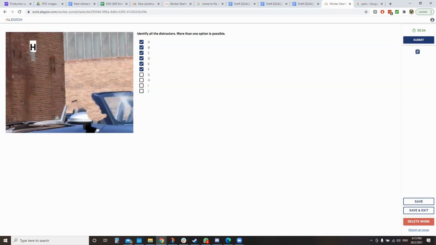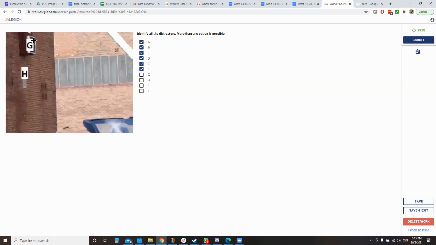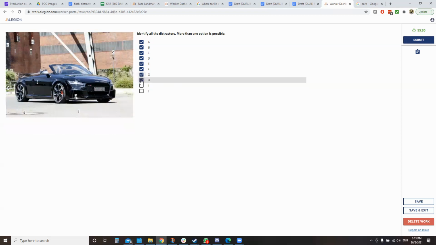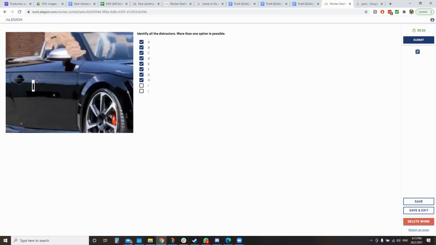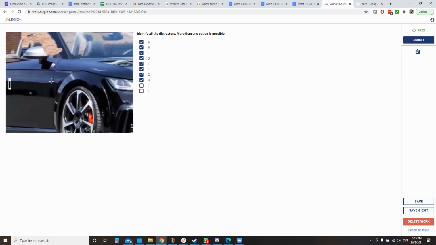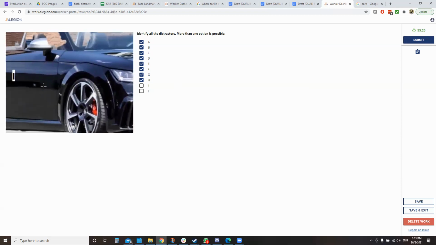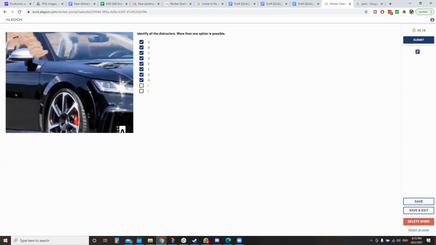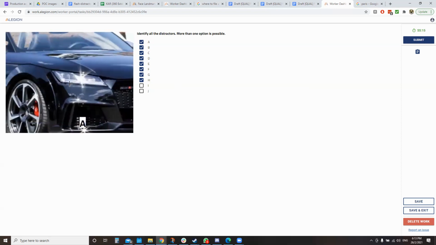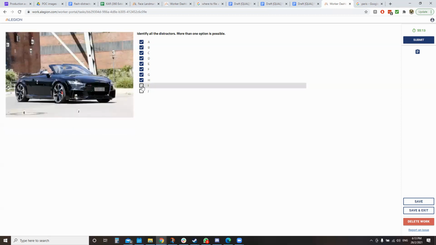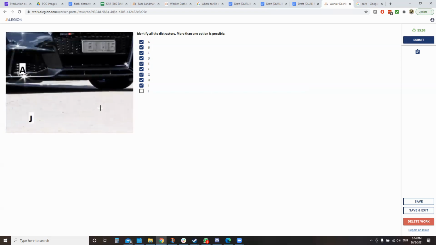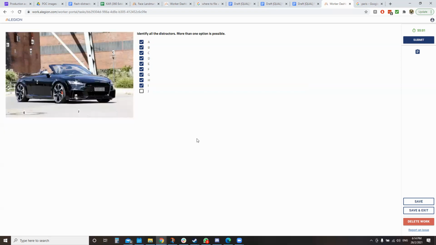H obviously, right? These two, G and H. Now the last one is I. I is the reflection on the car. Very subjective. But if you can see a reflection on the car, that is heavy, you can mark it as a distractor. J, I'm not marking it because if you remove the road, where is the car going to be staying? Position.